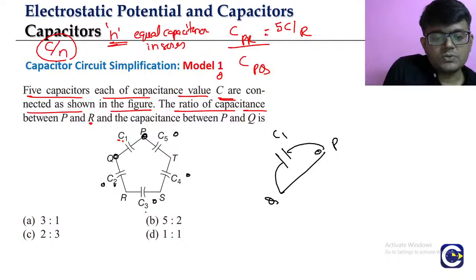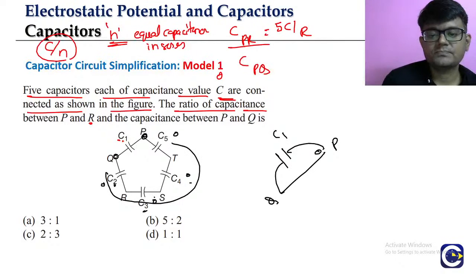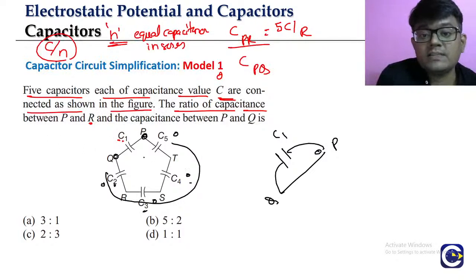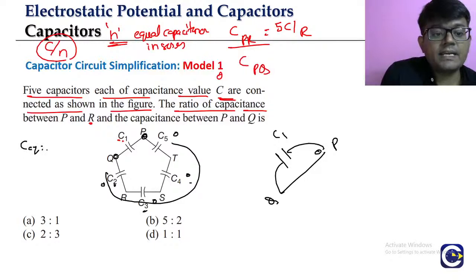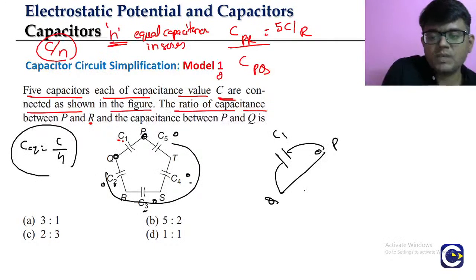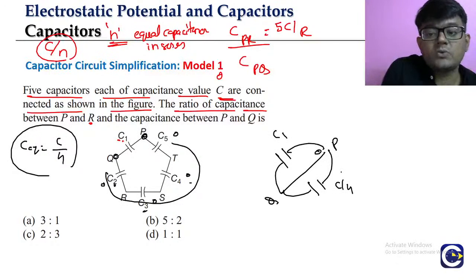On this side C2, C3, C4, C5 are all in series. What is this branch? Series. Okay? 4 capacitors in series. If 4 capacitors of equal value are in series, the equivalent capacitance will be C by 4. If you remember such standard results, it will be easy to solve the questions. So we can replace C2, C3, C4, C5 with one capacitance of C by 4.